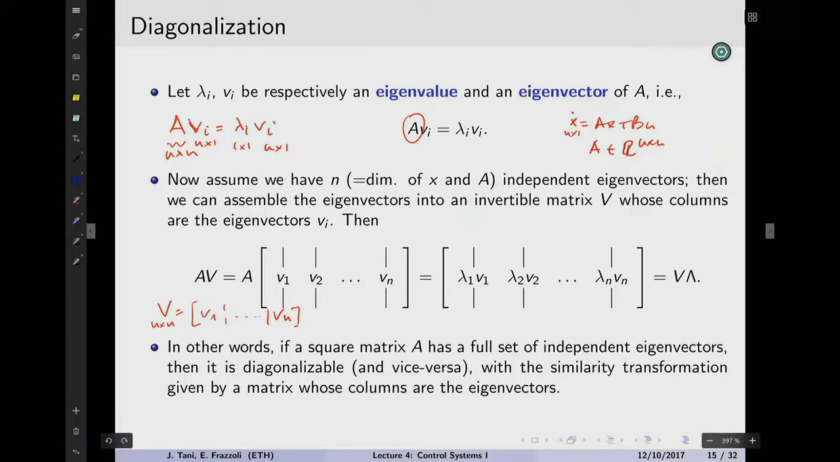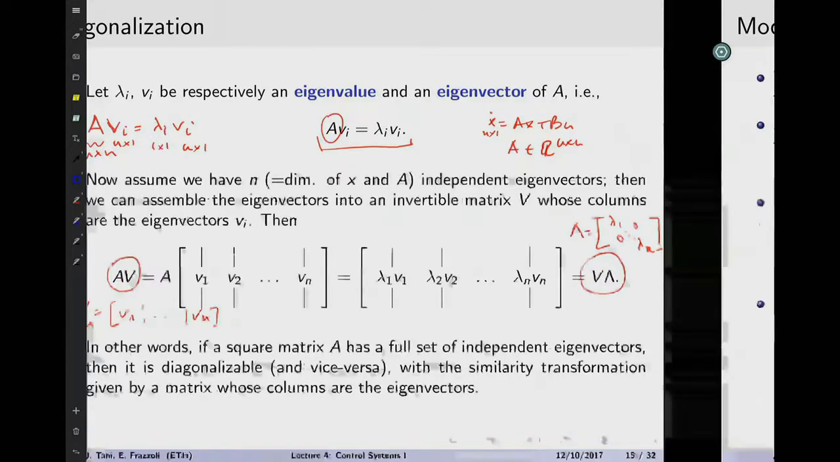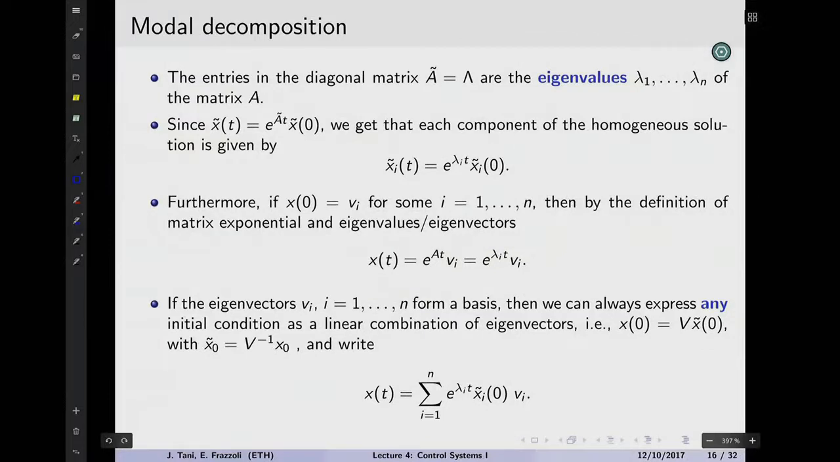Then it turns out that by definition, A times V is equal to V times lambda, which is just the vectorial representation of the definition of eigenvalues and eigenvectors, where lambda is a diagonal matrix that has on the main diagonal the eigenvalues of the system. So this is how we diagonalize the A matrix. This leads us to a very important concept, which is that of modal decomposition.